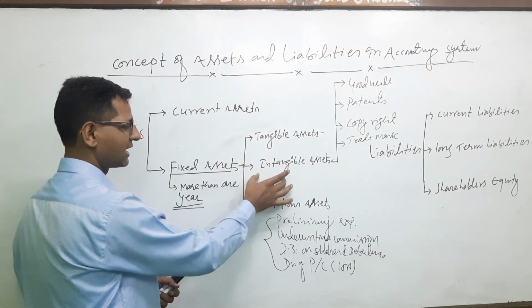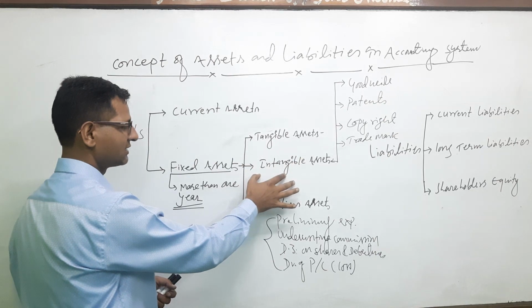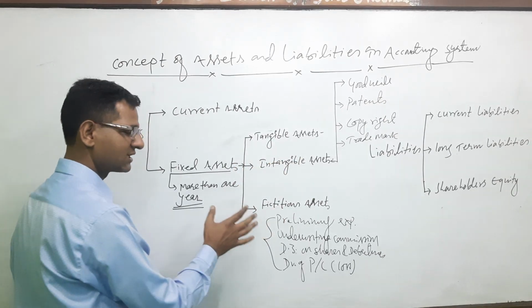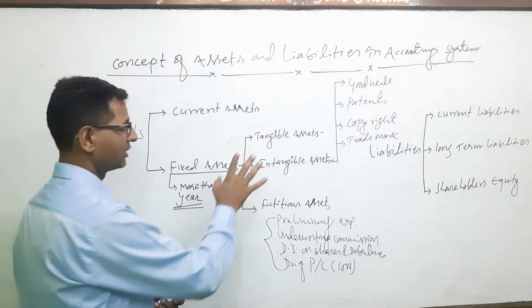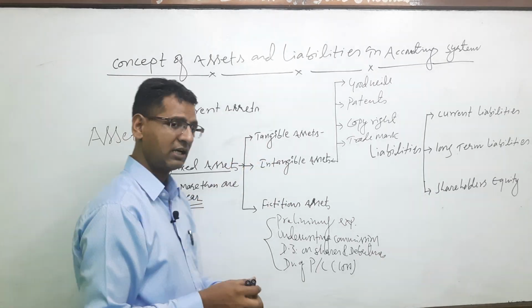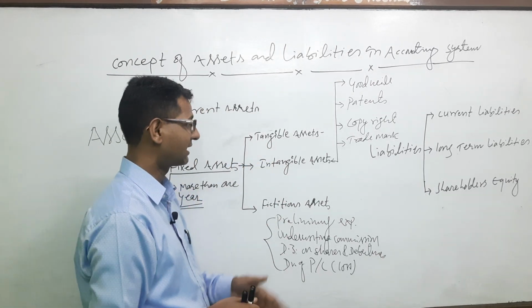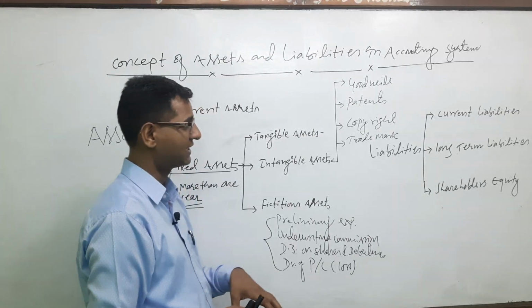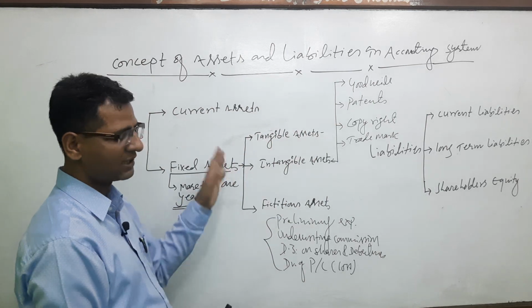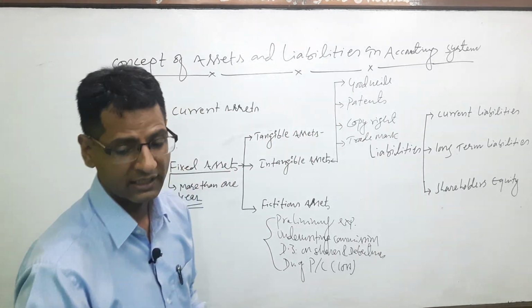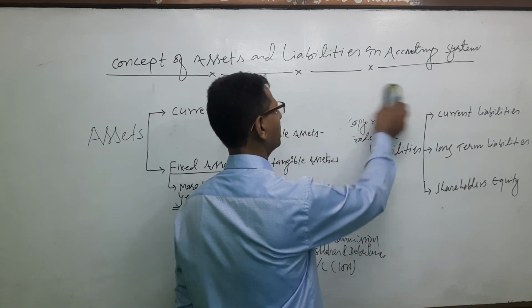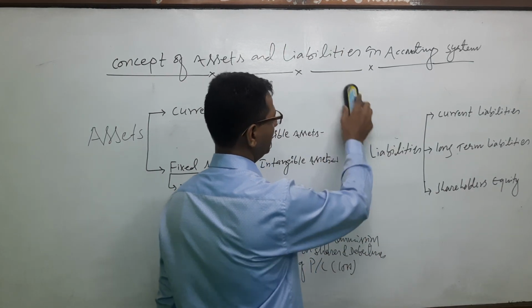And fixed assets have three types: tangible, intangible, and fictitious. But fictitious assets are not so important. Tangible and intangible assets are depreciated, written off, or amortized. Without these different assets, a business cannot achieve its predetermined goal of the business.